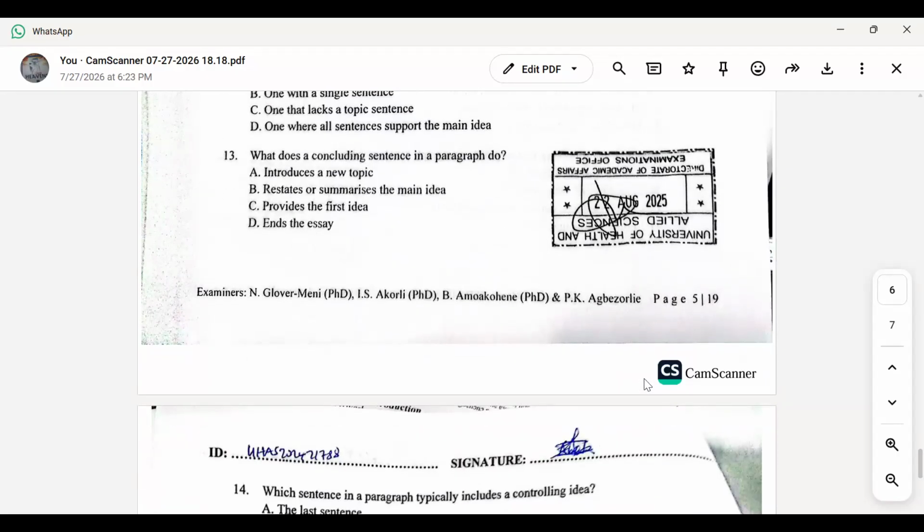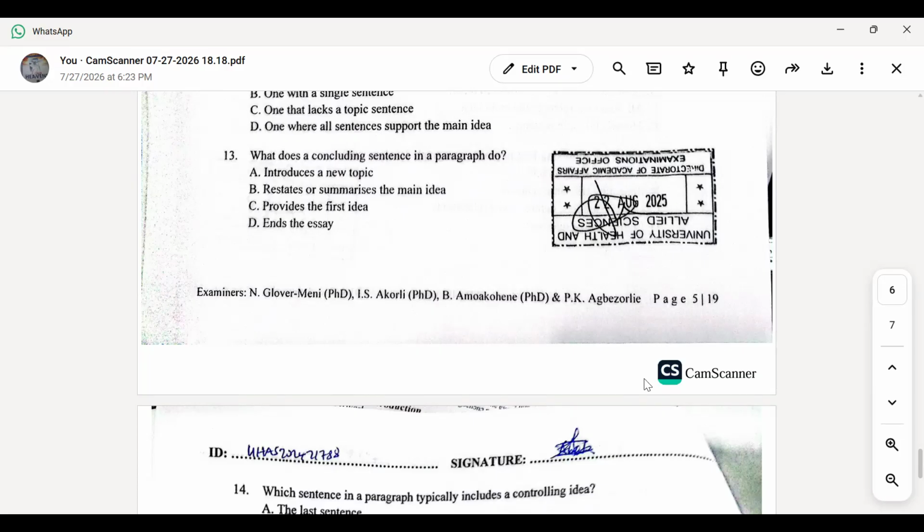Question 13. What does a concluding sentence in a paragraph do? A, introduce a new topic. B, restates or summarizes the main idea. C, provides the first idea. And D, ends the essay. What will it be? It's B. Restate or summarize the main idea.